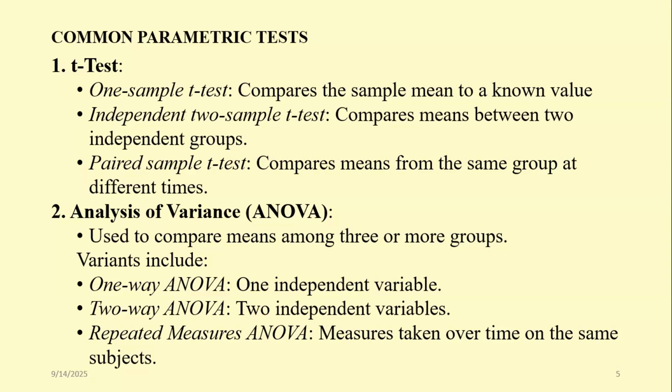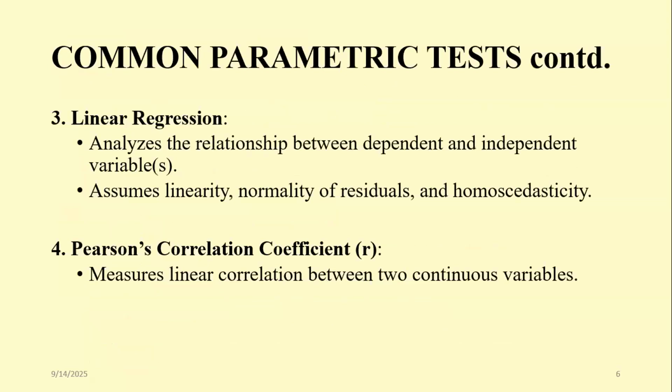You have measured from the same group, but at different points in time, more than 3 times, 3 or more. In that case, you are going to do repeated measures ANOVA. But if it is only 2 times, you use independent sample t-test or paired sample t-test. So these are the common parametric tests.